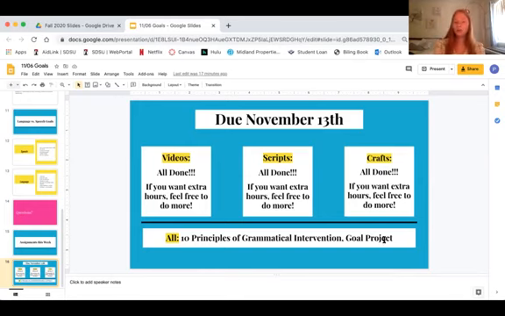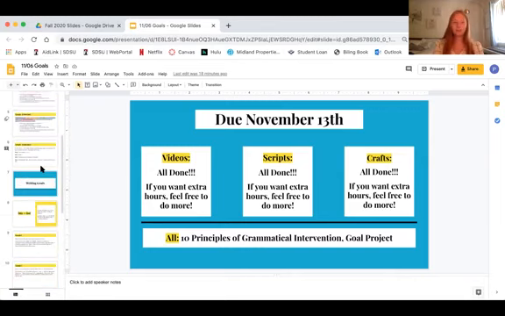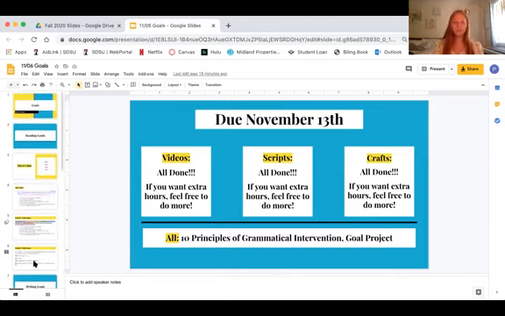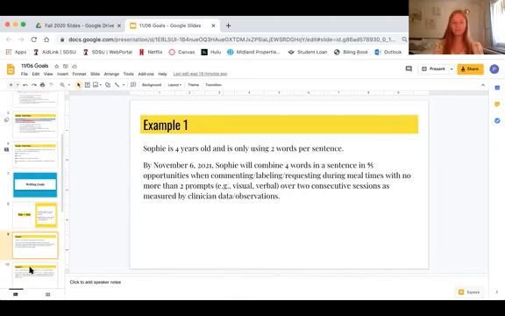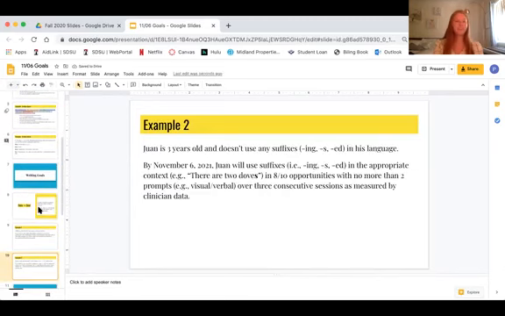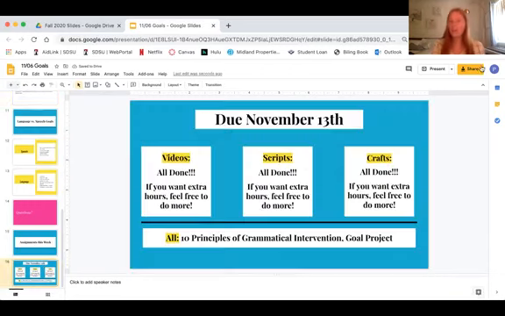But there are two things due this week. So there is a short article, 10 Principles of Grammatical Intervention. So that's going to be about grammar intervention, which we talked a little bit about language. Hopefully that'll give you some more insight into that. And then we do have a goal project where you guys are going to practice reading and writing your own goals, kind of like we did earlier in this slide with Sophia and Jose, I think they were named. Who knows? Sophie and Juan. Sophie and Juan.